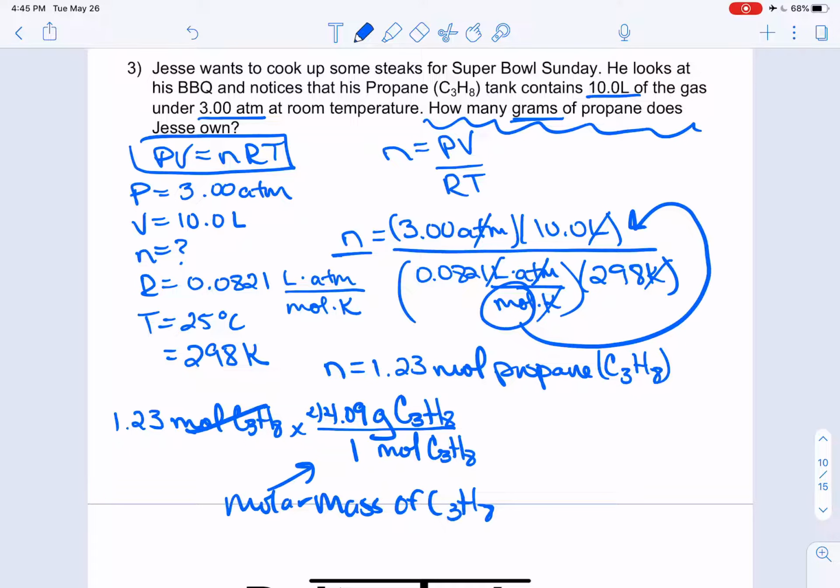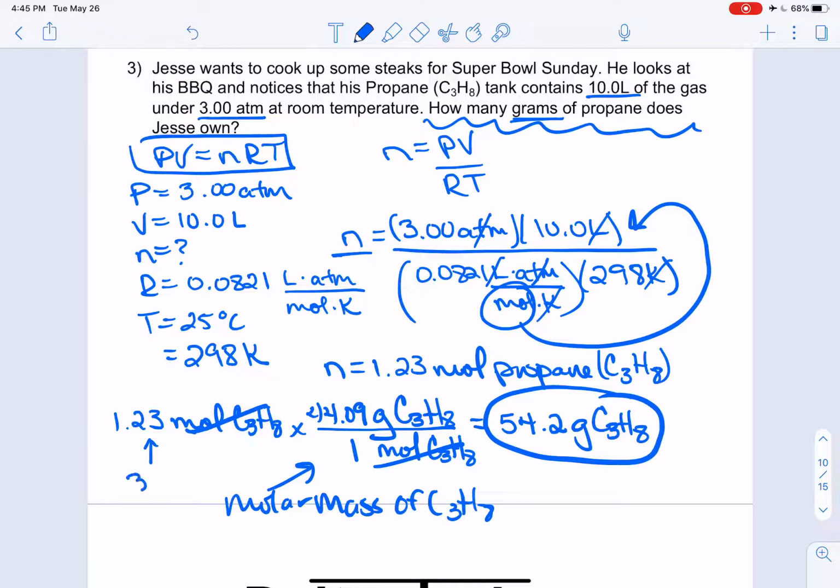Okay, so we cancel out our moles of propane. And we multiply, and we've got 3 sig figs, so we're doing 54.2 grams of propane. And that there would be our answer. So again, with the sig figs, you've got 3 sig figs here. And here we've got 4 sig figs. And right there, that 1, that's exact. So it has infinite number of sig figs. And that means, my friend, we are done with this section.